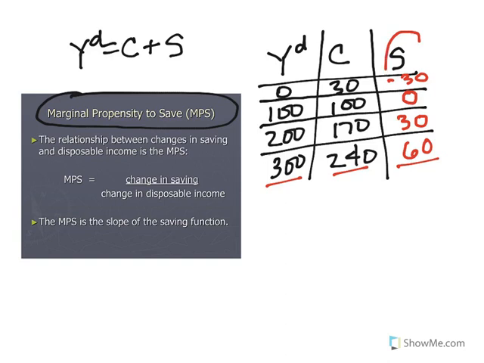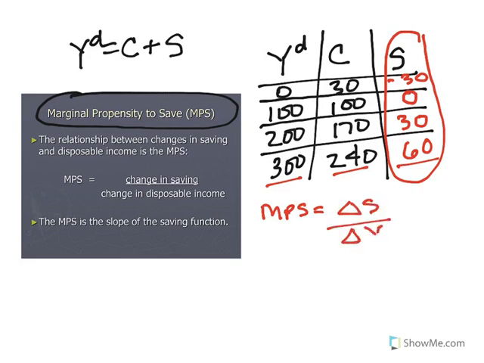So now that we've calculated our saving that's going to take place at the different levels of disposable income, we can now calculate our MPS, which again, MPS is just the change in savings divided by the change in the disposable income. So how much will I alter how much I save every time I have a change in my income? So again, in this case, we would look to see, well, what is the change in saving? So again, we can come over here and look and see that when income went from 100 to 200, savings went from 0 to 30.